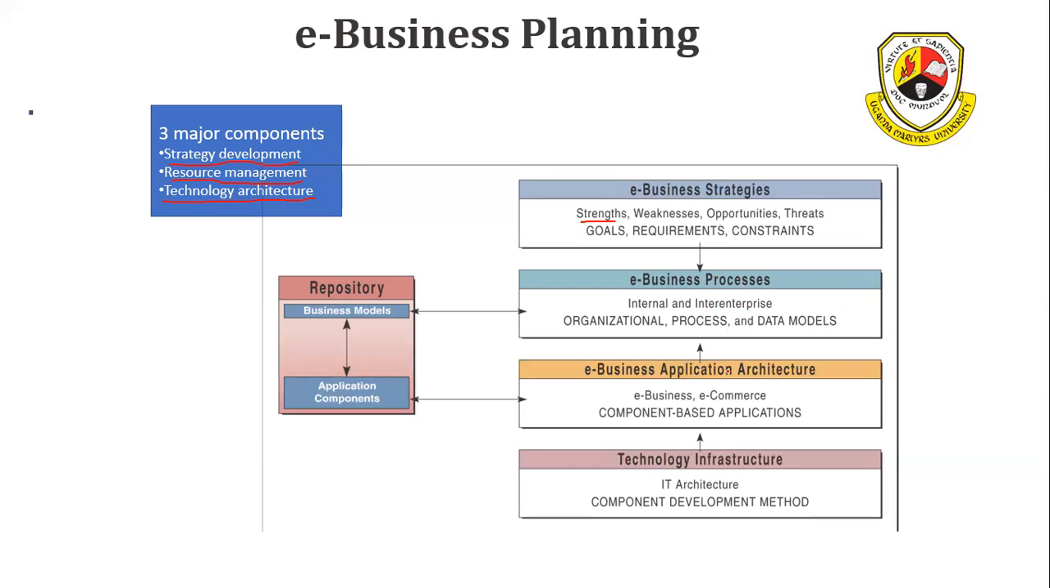Now, from the business processes, then we determine our application architecture. What applications do we need? Then from there, we determine our technology infrastructure. So that is basically the logic of e-business planning, how we would get onto the e-business planning. And from there, we determine what ICT we need to design. We actually begin to make a design process there.